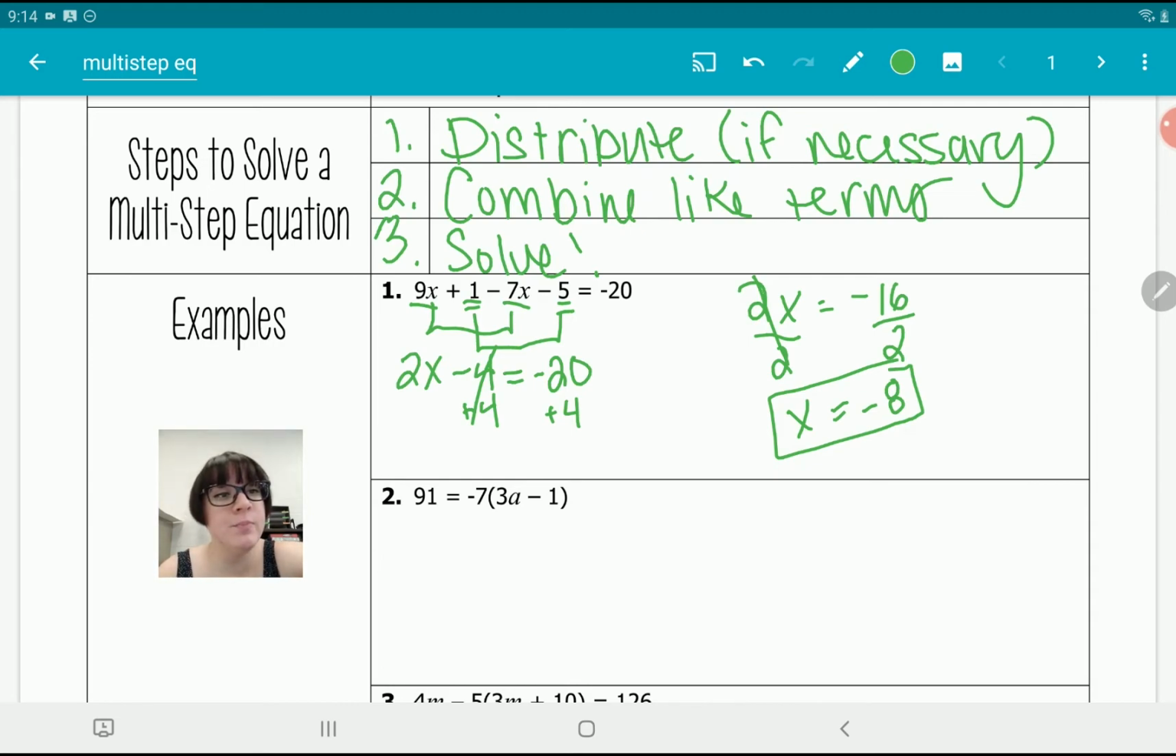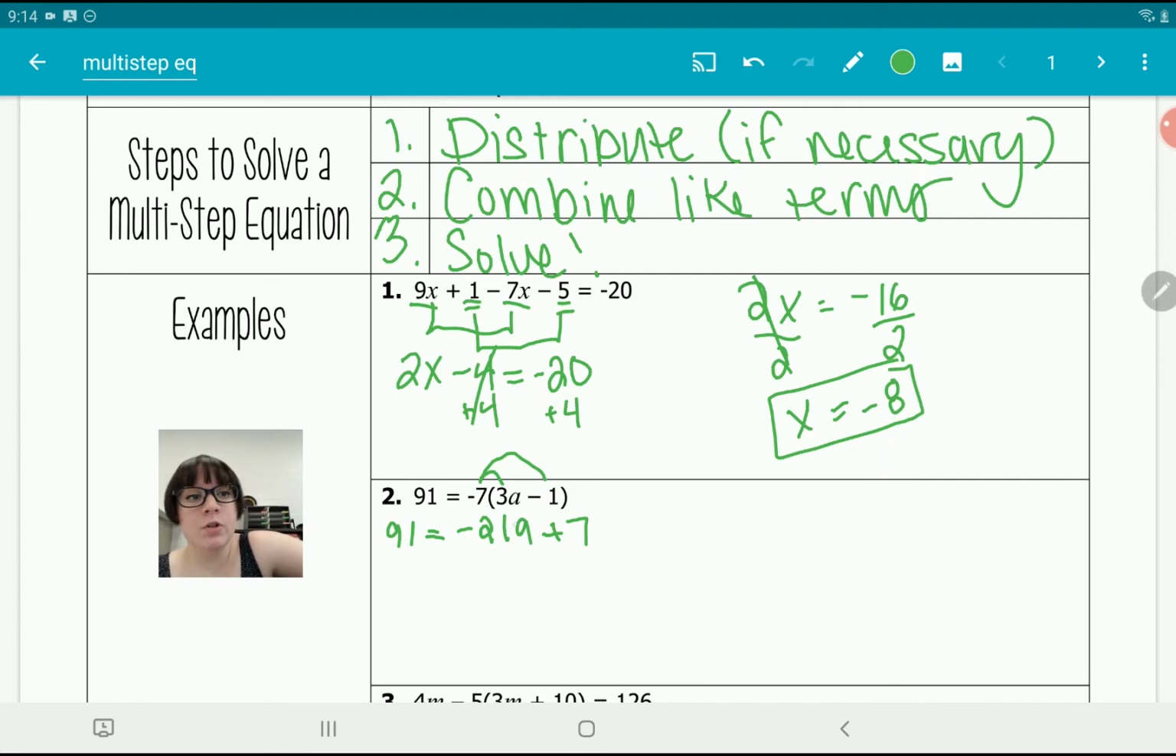So if we look at number 2, we're going to start out with step 1, distribute. We have parentheses, so we can actually distribute. Whatever's being multiplied on the outside of the parentheses, we're going to multiply it by everything inside of the parentheses. So we're going to make sure everything is distributed evenly. So we still have this 91 equals negative 7 times 3a is going to be negative 21a. Negative 7 times negative 1 is just going to be a positive 7. Okay, so you just make sure you multiply that negative 7, not just 7. Make sure you multiply the negative 7 by everything in there.